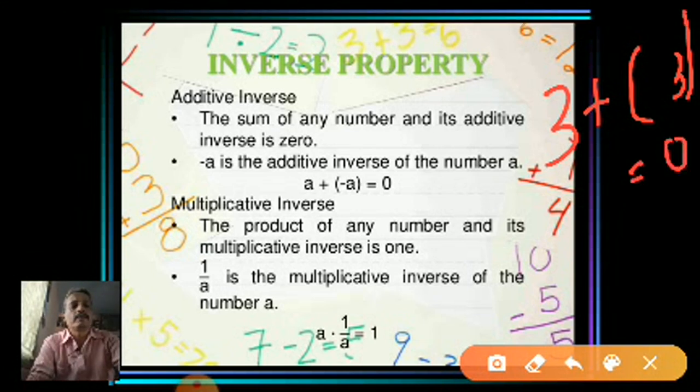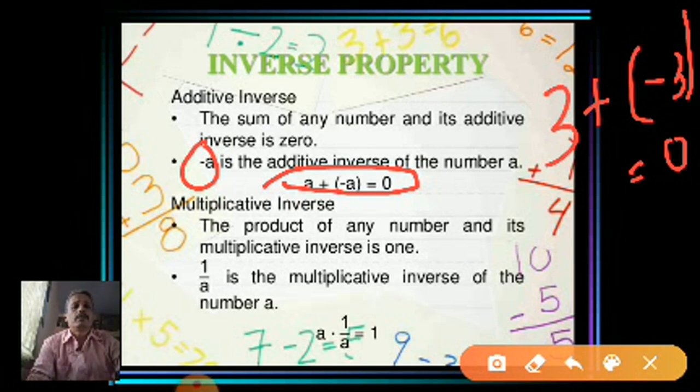How will we get the 0? By putting a minus sign here. So 3 plus minus 3 gives 0. The sum of any number and its additive inverse is 0. Minus a is the additive inverse of the number a. When these both numbers are added, it gives the answer 0.